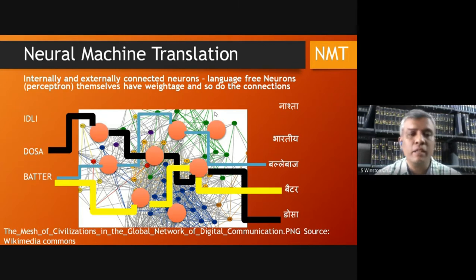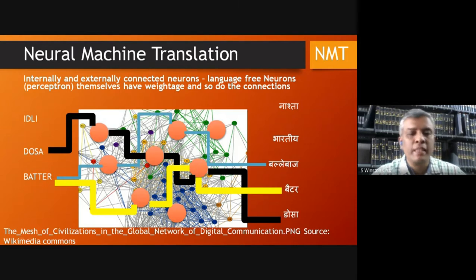In this, on the left side, you see idli, dosa, batter. These are the three words. On the right, you see many other words of the target language. But there are connections made between a few neurons. Neurons are these round things that I'm pointing out with my mouse. Dosa is connected through some different neurons to the dosa here. So dosa in Tamil or other South Indian languages has become dosa in Hindi, which is fairly okay, because many people in North India say masala dosa.